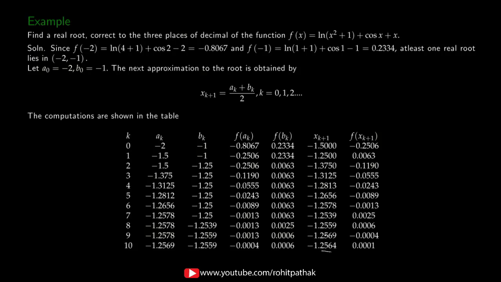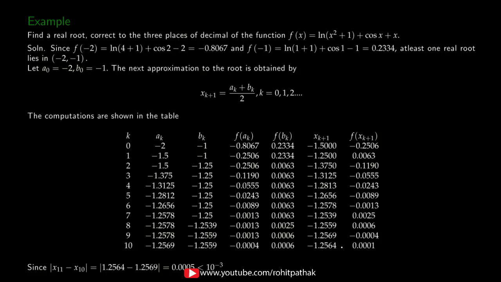So here we see that minus 1.2569 and minus 1.2564. So 3 places of decimals are repeating in this step 9th and 10th. Then we can stop here and we can write the root. So if we look at the values of xk plus 1, we find that the 3 places of decimals become constant in 9th and 10th steps. Therefore, we can take approximate root as minus 1.256 up to 3 places of decimal.